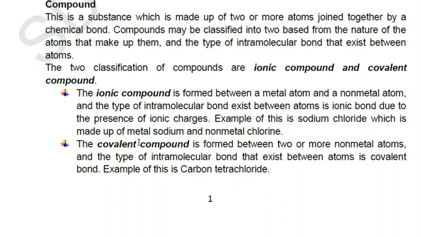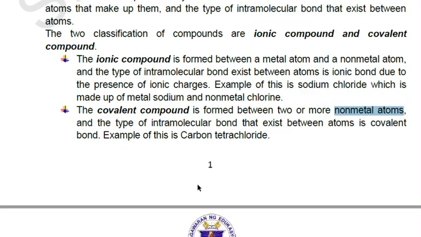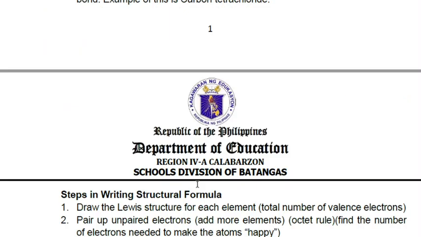A covalent compound is formed between two or more non-metal atoms, and the type of intramolecular bond that exists between the atoms is a covalent bond. An example of this is carbon tetrachloride, a combination of carbon and 4 chlorine atoms. Carbon is a non-metal, chlorine is also a non-metal, so it is a covalent compound.